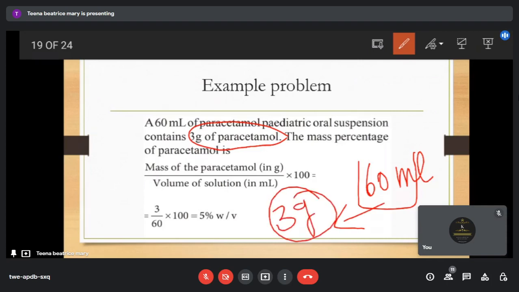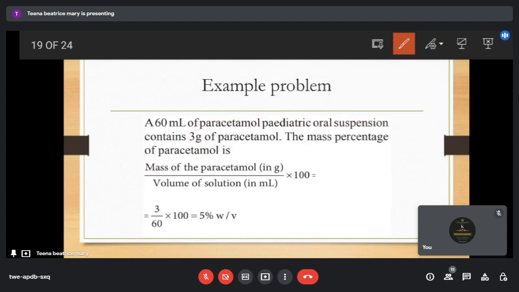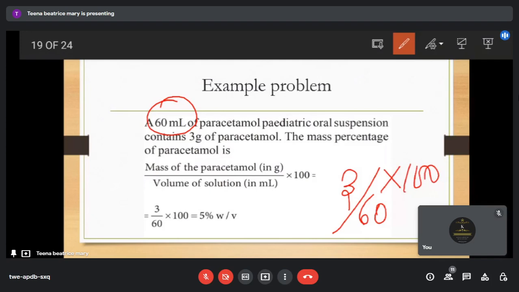Okay, now we have to find the mass by volume percentage of paracetamol. Particularly we are going to find only for paracetamol, that is given in gram. You have to take it in gram. It is given in gram, so no problem. So here mass of paracetamol in gram, that is 3, divided by volume of solution. So total volume of the solution is 60, into 100, and finally you will be getting the answer as 5%.